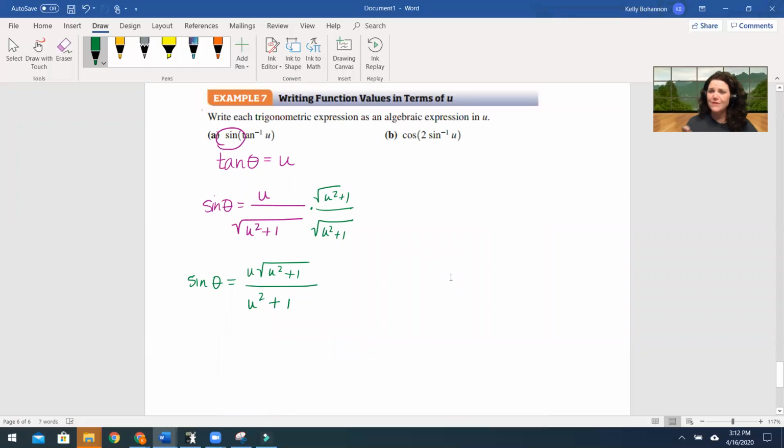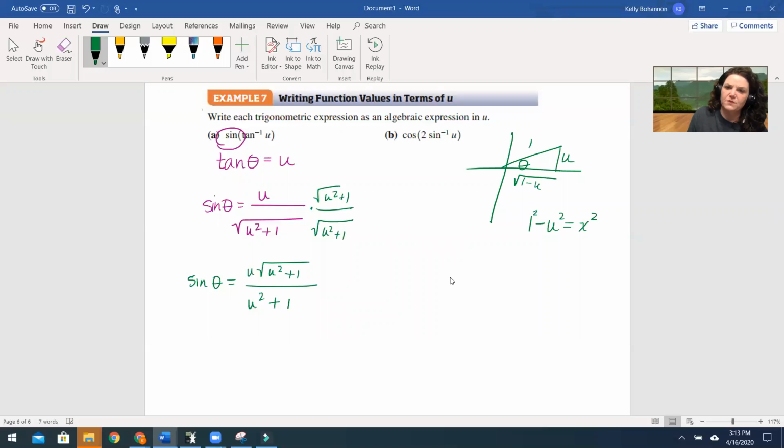And remember, cosine double angle identity, I have several choices. And actually it probably doesn't even matter which one you use, but let's do our triangle first. So we'll call this theta. And let's see, sine is u and sine is y over hypotenuse, which means 1 squared minus u squared equals x squared, or this value here is going to be the square root of 1 minus u squared.